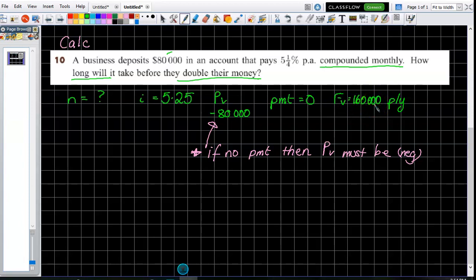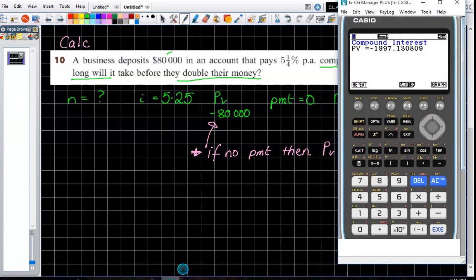And what's your PY, CY? 12. Okay, let's pop it into our calculator. F2. N is 0. I mean, you don't really even have to change it to 0. It'll just do its thing. PV minus 80, 1, 2, 3. PMT 0. Future value 160. Right, solve for N. Oof.